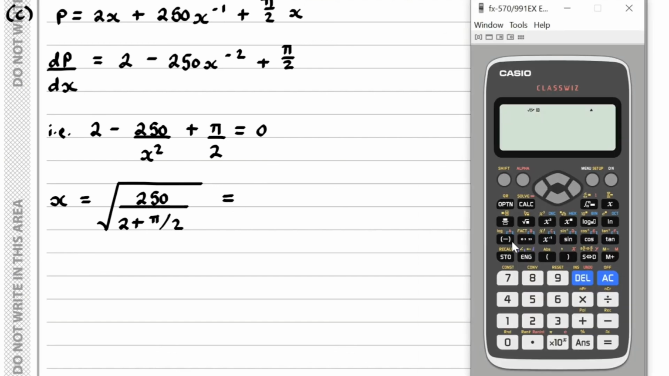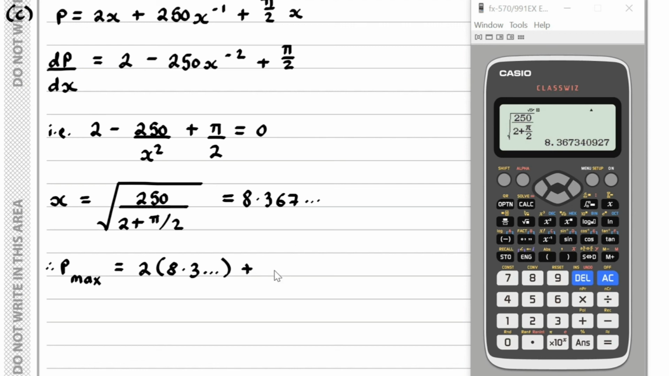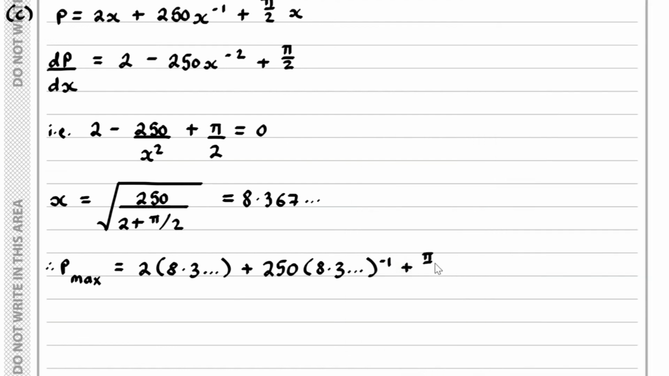If I work out the decimal equivalent of this, 250 over 2 plus pi over 2, it turns out we get 8.367. So for the maximum perimeter, we just have to substitute back in. So therefore P max is equal to 2x, so that's 2 lots of 8.3 etc., plus 250 lots of 8.3 etc. to the minus 1, plus pi over 2 lots of 8.3 etc.